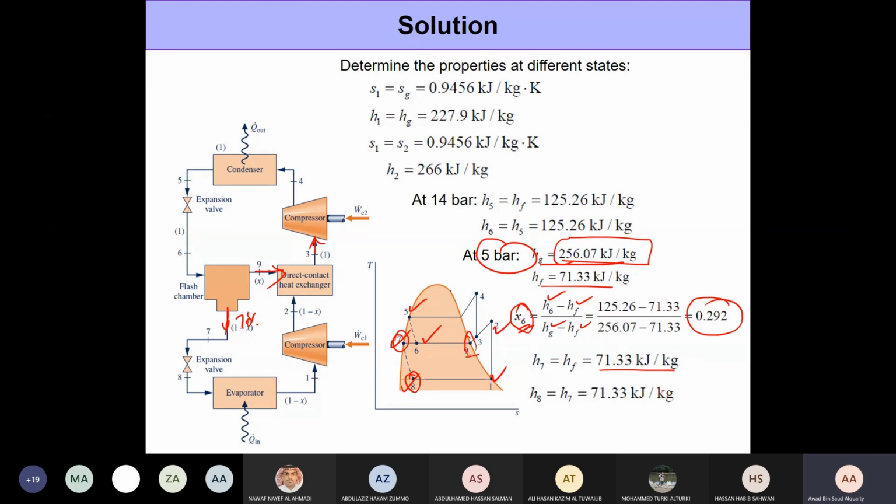Any questions here? Any questions up to this point? All right, if no questions, then can someone tell me how can we determine enthalpy at state 3? We have enthalpy at state 2, we have enthalpy at state 9.